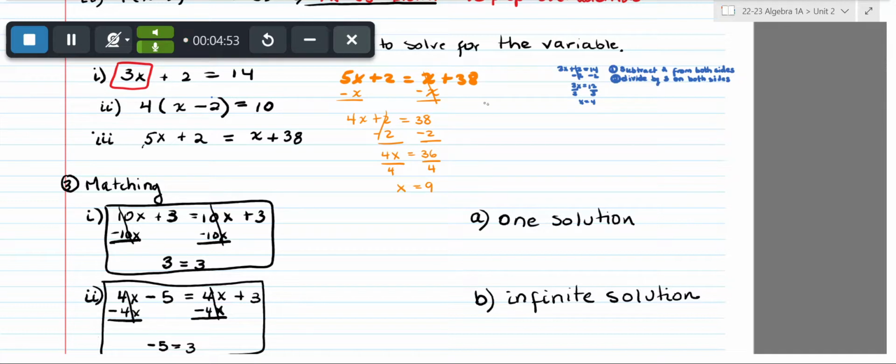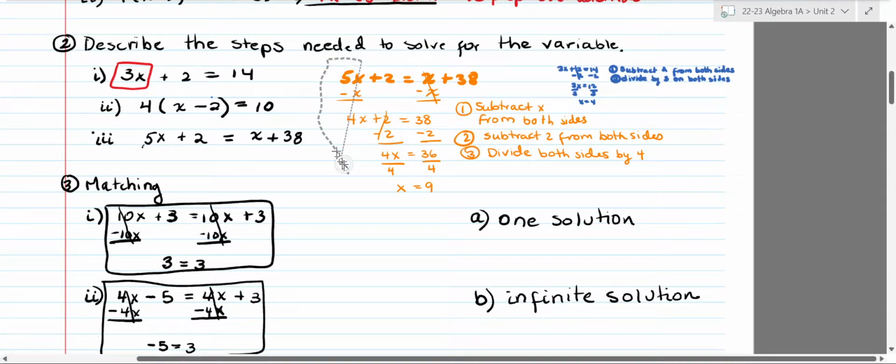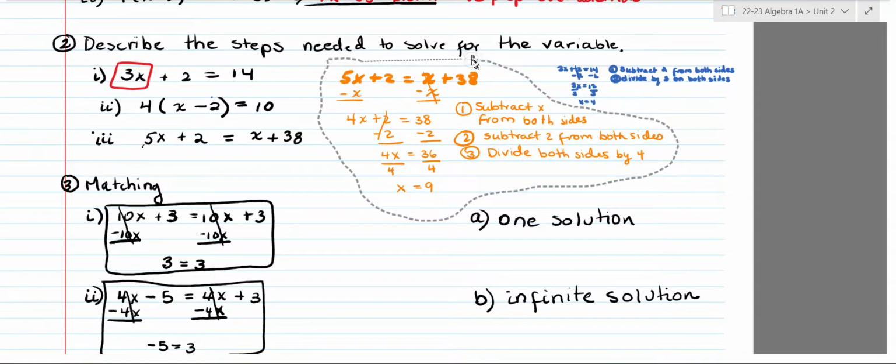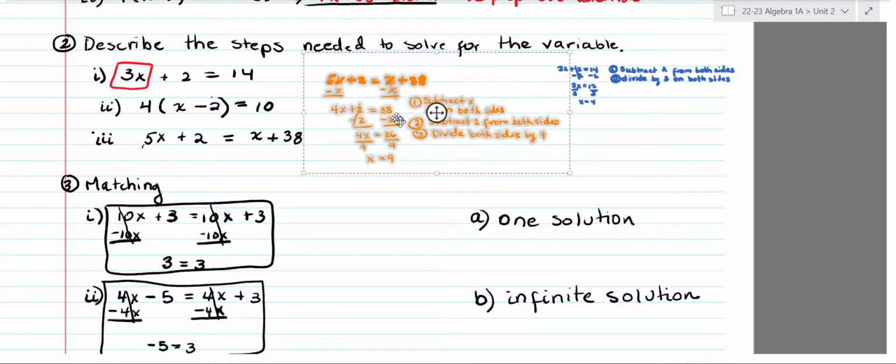All right, so now we need to write down the steps. The first thing was to subtract x from both sides. Number 2 was to subtract 2 from both sides. The next step was to divide both sides by 4. And so those would be the steps that I would choose if I was trying to pick an answer telling me about all the different steps. All right, so that's number 2.